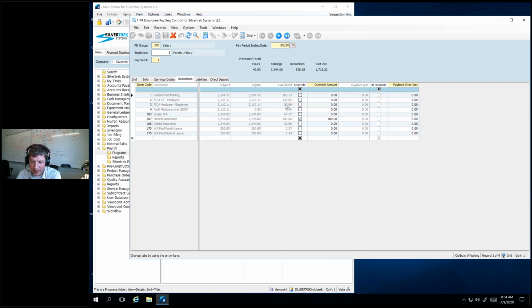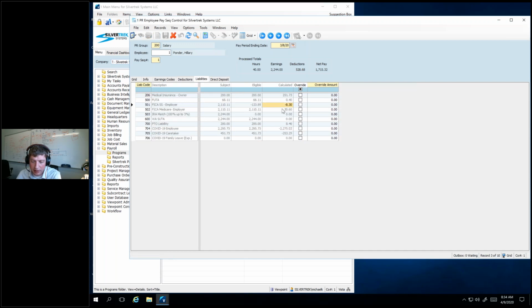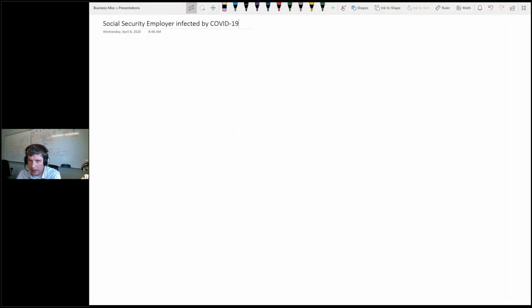One, it doesn't match the FICA Medicare employee, and this actually is going negative, like the government owes us money back. The question is, is that correct? And if so, why? So I thought I'd go ahead and explain this using both a whiteboard here and then an Excel document. So first of all, how does this get calculated in a normal employee?